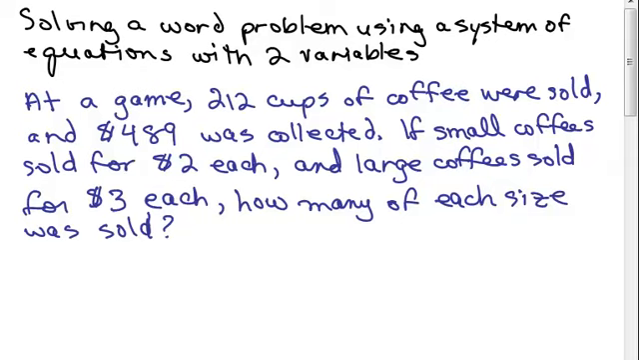On this video, we're going to solve the following word problem using a system of equations with two variables. At a game, 212 cups of coffee were sold and $489 was collected. If small coffees sold for $2 each and large coffees sold for $3 each, how many of each size was sold? So this lends itself to a system of equations because there are two things we don't know. We don't know how many large coffees are sold, and we don't know how many small coffees are sold.